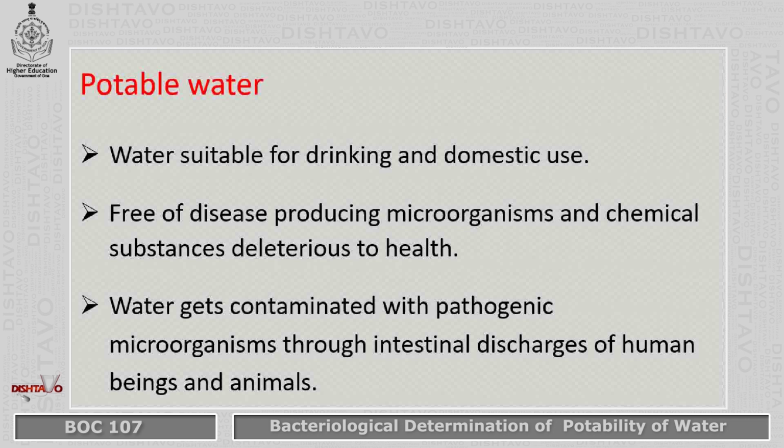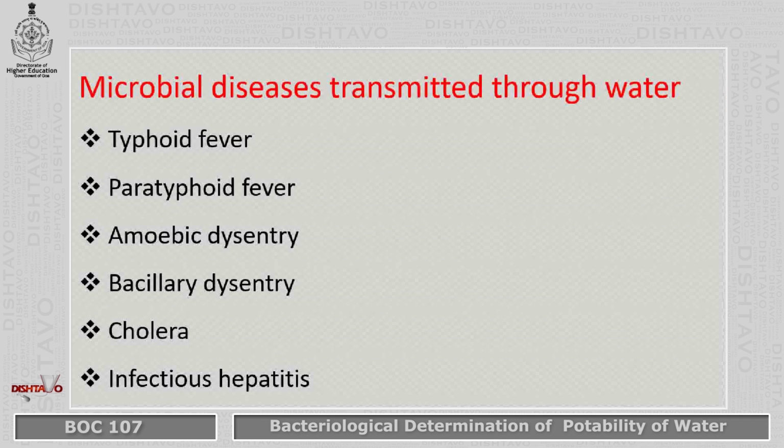How does the water get contaminated? The water gets contaminated with pathogenic microorganisms which are released into the water by intestinal discharges of human beings and animals. This can be quite dangerous as it carries a lot of pathogenic organisms, and they cause a lot of diseases which are transmitted through water, such as typhoid fever, paratyphoid fever, amoebic dysentery, bacillary dysentery, cholera, etc.